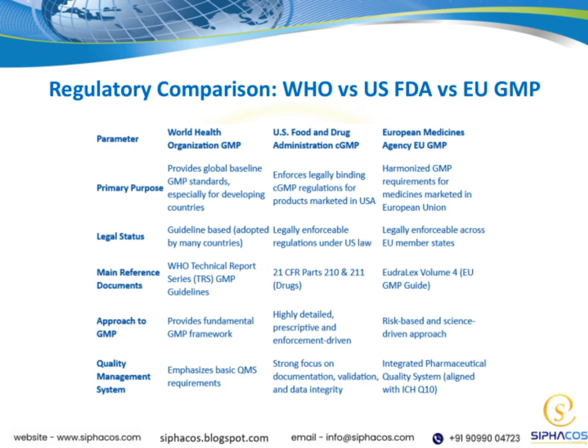The US FDA, on the other hand, has very specific and detailed requirements tailored to the US market, emphasizing strict quality control and documentation. Meanwhile, the EU GMP standards focus on harmonization across European countries, with a strong emphasis on risk-based approaches and continuous improvement. Recognizing these key differences helps us tailor our processes and ensure that we're meeting the necessary standards wherever we operate. Ultimately, each regulatory body plays a vital role in safeguarding public health, and aligning with their expectations is essential for our success in the global pharmaceutical landscape.